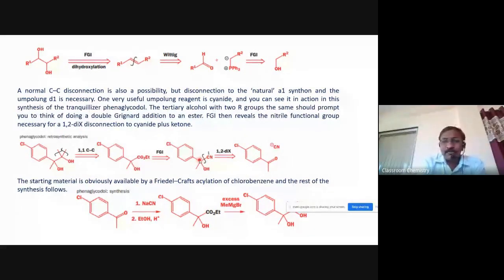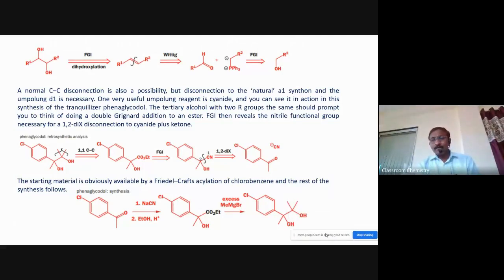Now, when we disconnect this, we can get the corresponding ketone and cyanide. So it is a very simple Friedel-Crafts acylation reaction of chlorobenzene, and then the rest is very simple. Initially, what is your starting material? Chlorobenzene. Chlorobenzene undergoes acylation, and we can get the corresponding acetophenone, that is parachloroacetophenone. Then it reacts with sodium cyanide, and in presence of alcohol we get the corresponding OH and CN. In presence of acid, this then undergoes hydrolysis, followed by ethanol. We can get the corresponding ester, and then we can add excess Grignard reagent. We can get the corresponding target molecule.